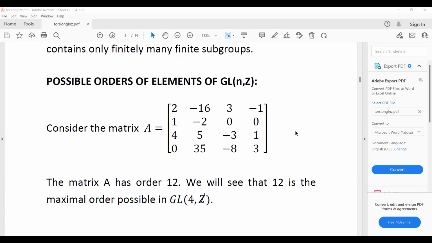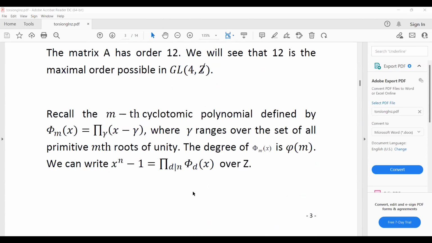What is the maximum possible order of a matrix in GL_n(Z)? Look at this 4x4 matrix. You can actually check that it has order 12. And you can check that 12 will be the maximum possible order. We'll come to that as part of the theory.